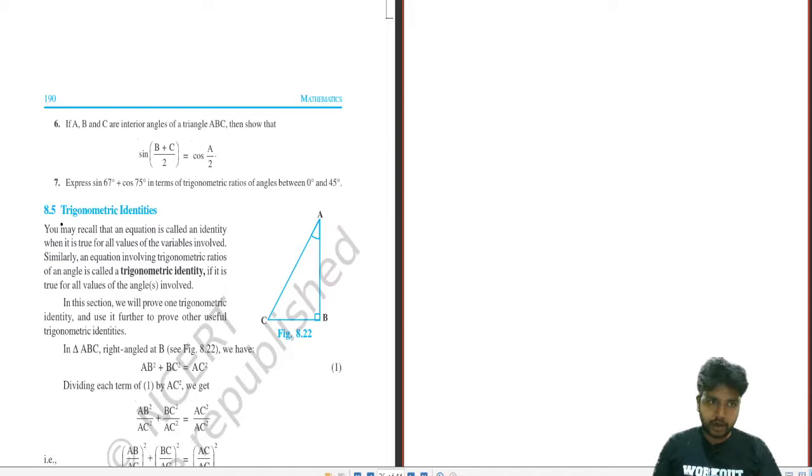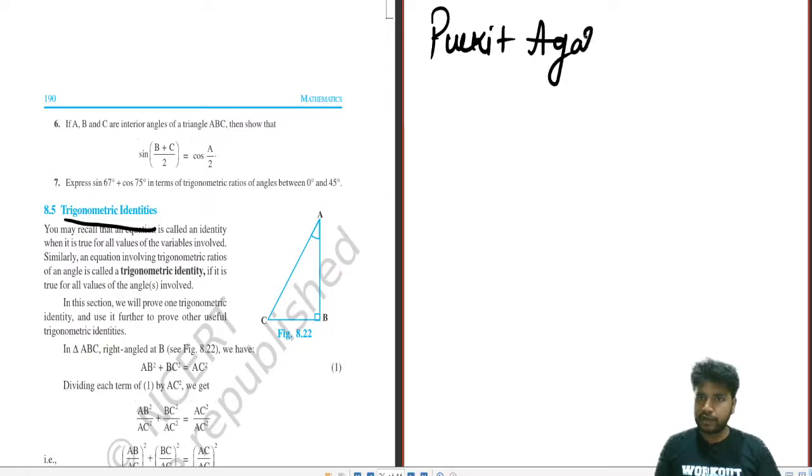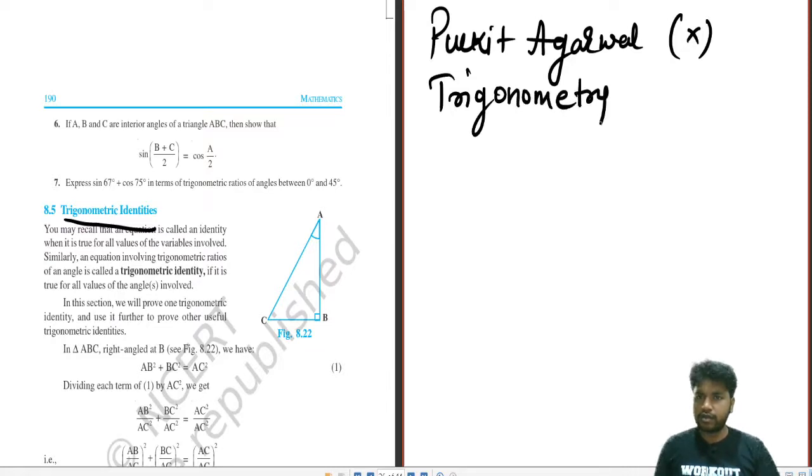Dealing with trigonometrical identities. My name again is Pulkit Agarwal. We are learning over here class 10 mathematics, and the portion we are dealing with is trigonometry for class 10, and the main coursework will be from the NCERT book.